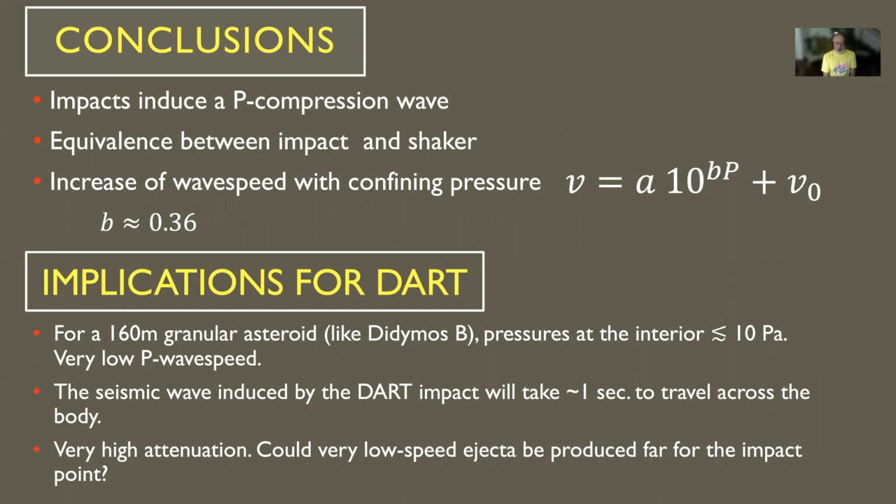The conclusion of this presentation is the following: that we have observed equivalency between the impact and the shaker, and an increase of the wave speed with the confining pressure with the above formula. This has important implications for the DART experiments. In particular, we would expect very low impact-induced seismic waves and a velocity of the order of a few hundred meters per second and travel time of a few up to a few seconds.